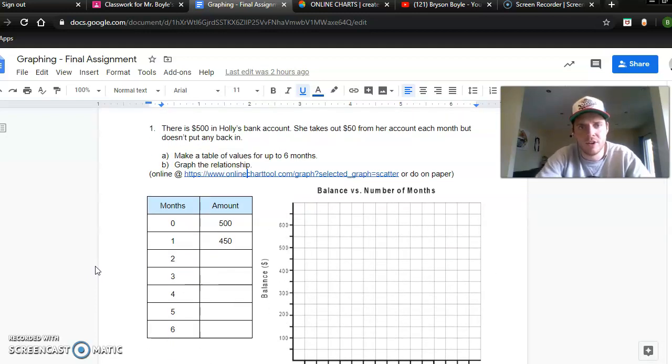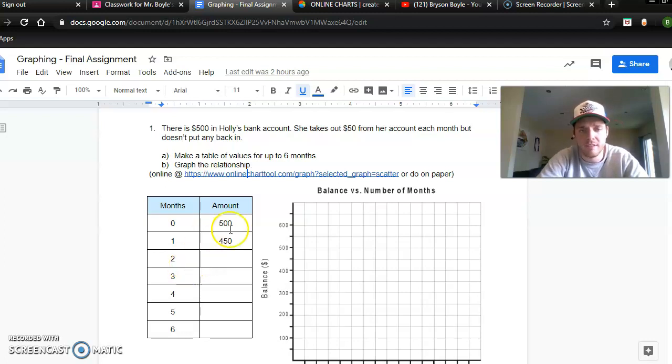First question, there's $500 in Holly's bank account. She takes out $50 from her account each month, but doesn't put any back in. So A wants you to make a table of values for up to 6 months. I did months 0 and month 1 for you, right? So as you see, 0 months, bank account's full, 500 bucks. 1 month, lost 50, it's at 450 now. Fill out the rest of the table for 2, 3, 4, 5, and 6.